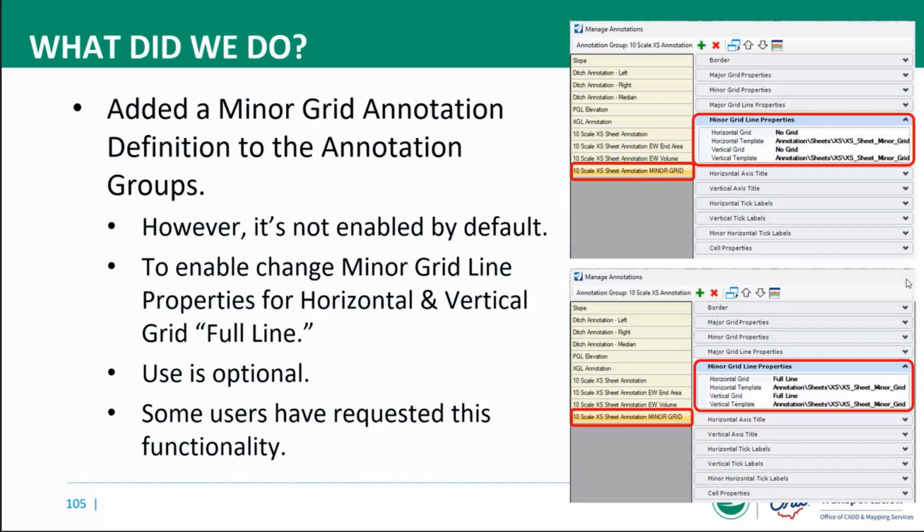And this is a little nugget, for a few of you have asked for minor grids. I did not turn it on by default, but I did add to the annotation groups a definition that's called minor grid. And to enable that, you can just go in and turn on the minor grid line properties for the horizontal and vertical grid lines. Just set it to full line, and those will re-annotate your sections, and that will get those minor grid lines to appear.